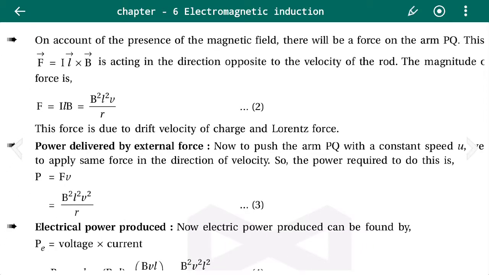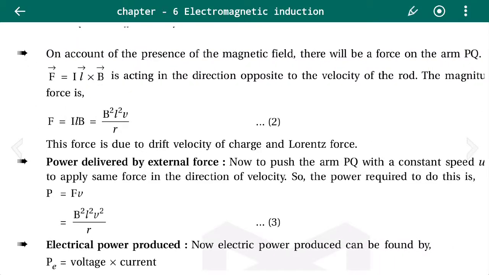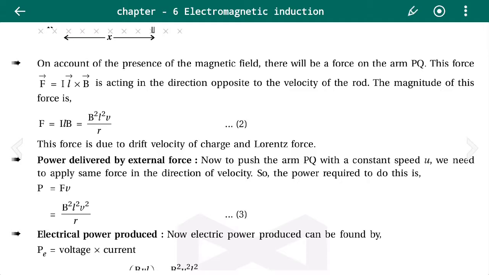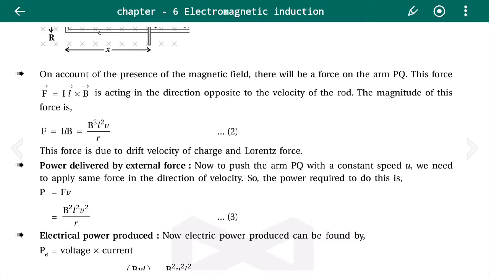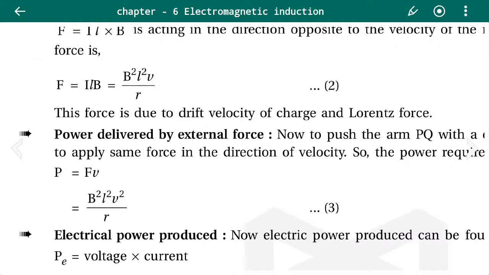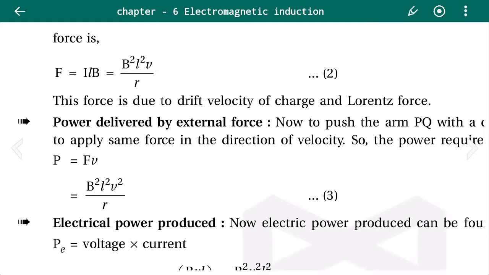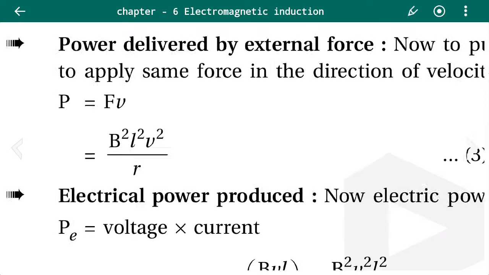Now, the power delivered by the external force, that is the force with which the rod is being moved. To push the arm PQ with a constant speed v, we need to apply the same force in the direction of the velocity. So the power required is P equals Fv. F over here is taken from equation 2, that is B squared L squared v upon R, into v. So the equation becomes P equals B squared L squared v squared upon R.